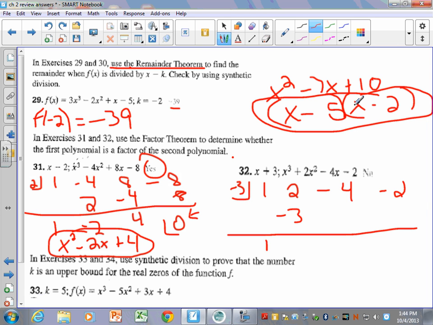No, because I want them as factors, not zeros, that's why you don't have to set them equal to 0. Does that make sense? And so you'd leave it like that. If it's not factorable, you leave it like this.